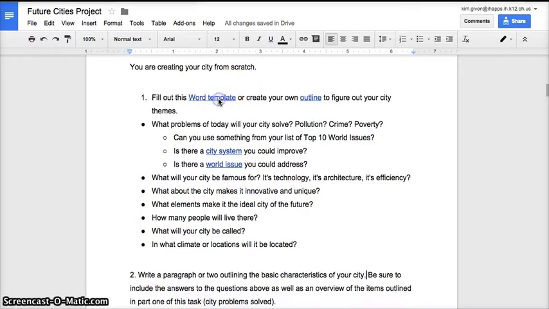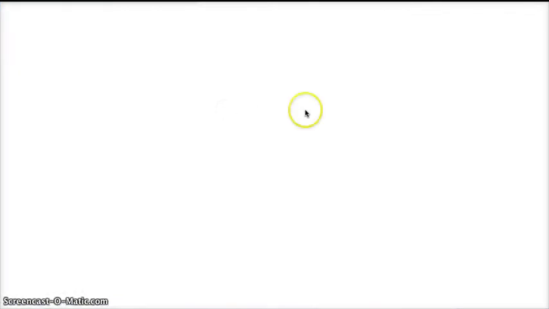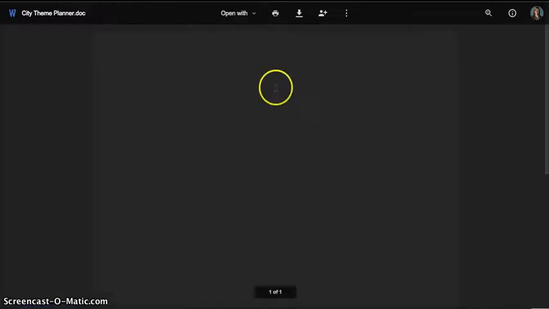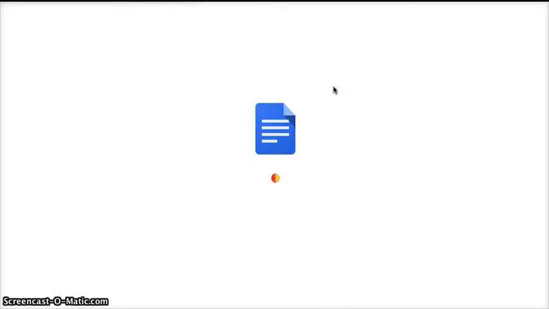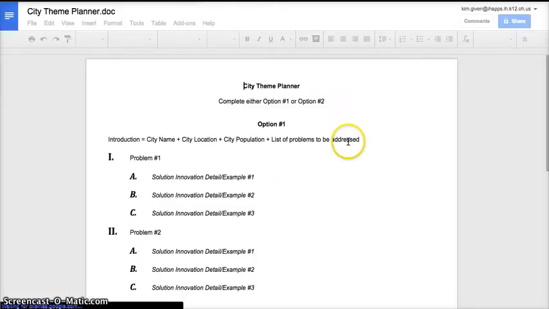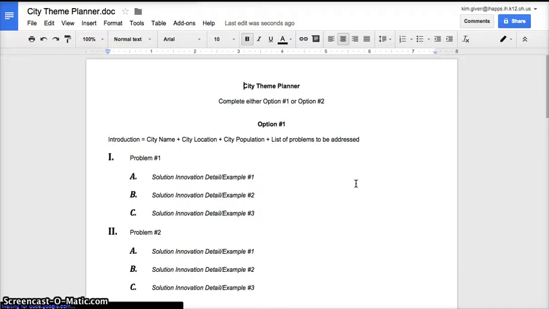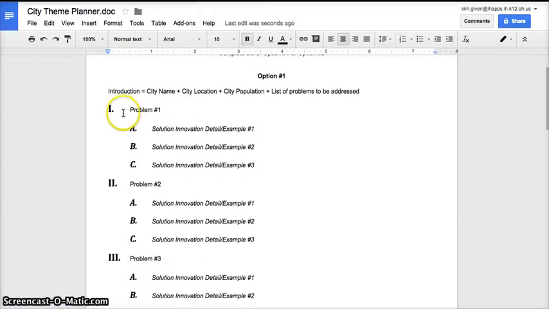You're going to start by looking at this template, and you can convert this to a Google Doc if it would be helpful. If you choose Open With and choose Google Docs, then you can fill this template out. You're going to choose from two options. Option one is you're going to list 3 separate problems that your city has solved and the solutions or innovations your city made to solve that problem.